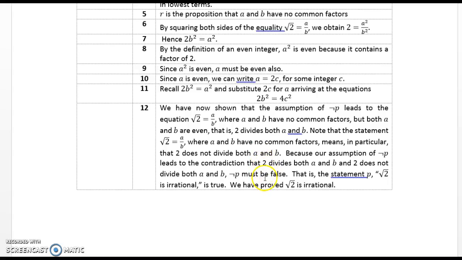Because our assumption of not p leads to a contradiction, that 2 divides both a and b and 2 does not divide both a and b, not p must be false. That is, the statement the square root of 2 is irrational is true. We have proved the square root of 2 is irrational.